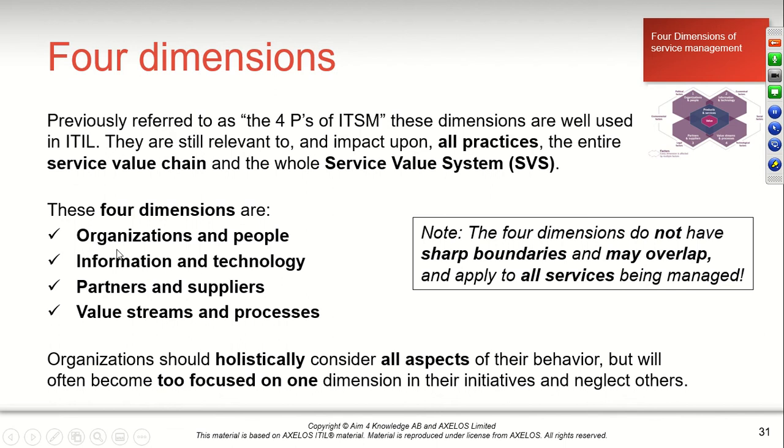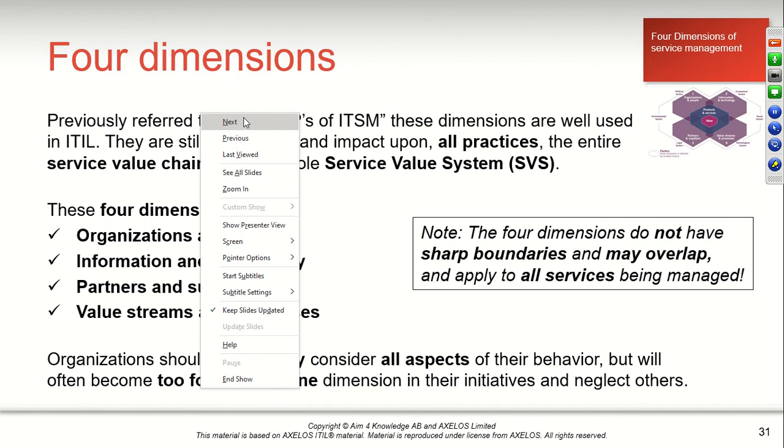The first one is organizations and people, second is information and technology, then partners and suppliers, then value streams and processes. An organization is expected to consider all aspects of its behavior. Otherwise it would become too focused on one dimension and neglect the others. So these four dimensions are all supposed to be considered. They are all necessary guidance for an organization. An organization should not consider one and leave out the other dimensions.